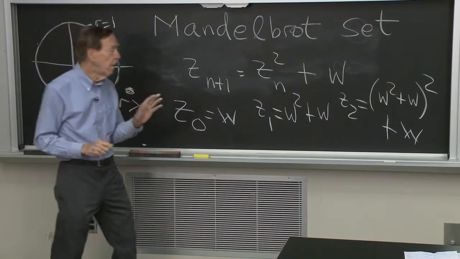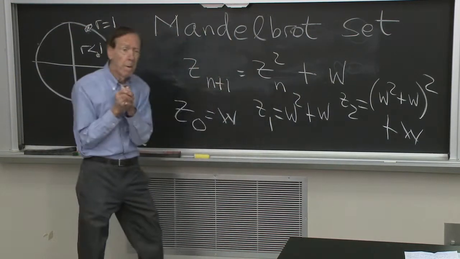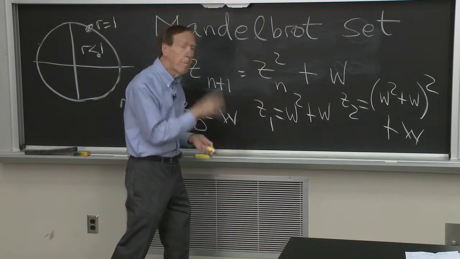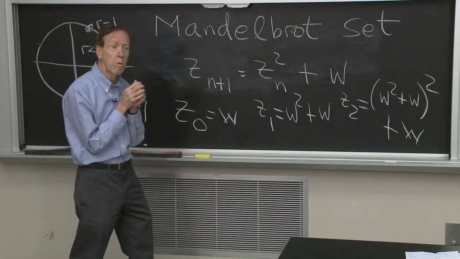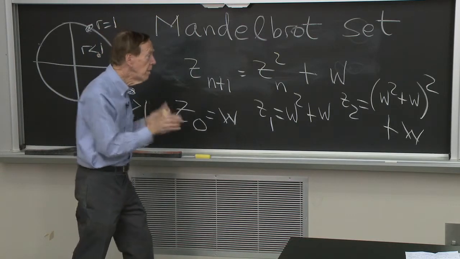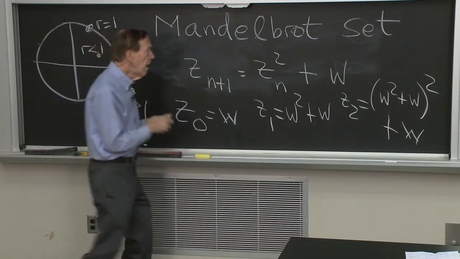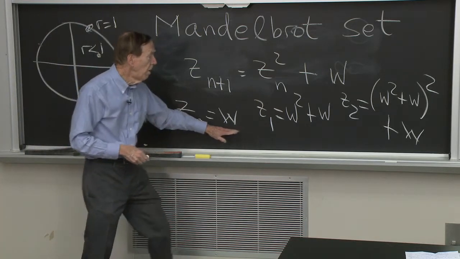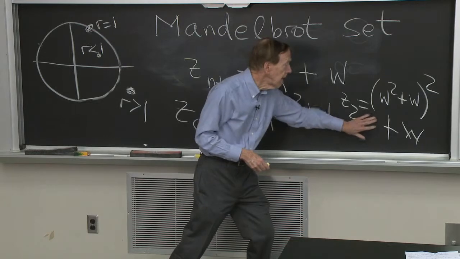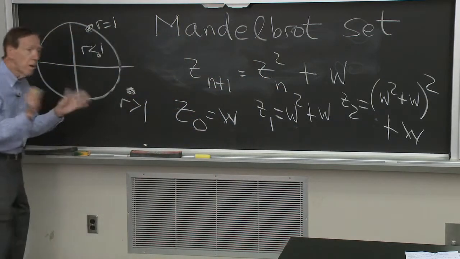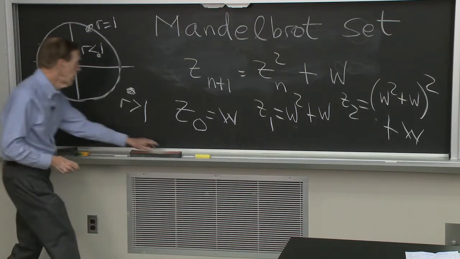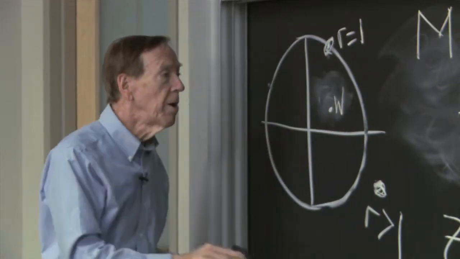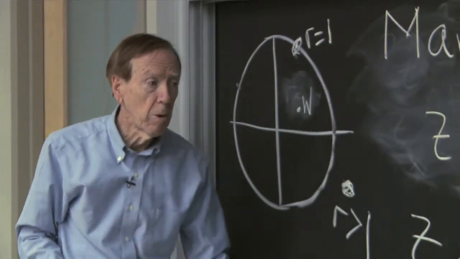And I ask the question, do these numbers blow up or not? If they don't blow up, I put w, that complex number, in the Mandelbrot set. So let me do an example. Suppose w is a pretty small number. Then I start small. That doesn't add much. If w is small, it's going to be in the Mandelbrot set. All right, so let me put a w. There's a small w. If w is sort of big, it will be outside the Mandelbrot set.